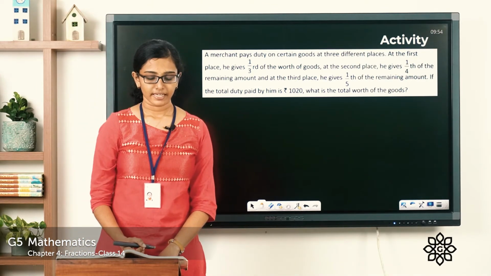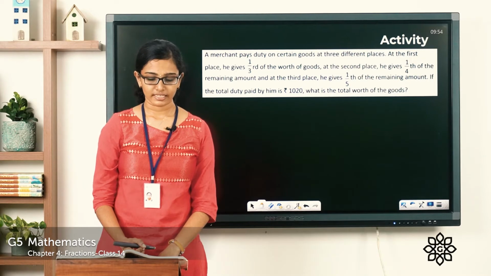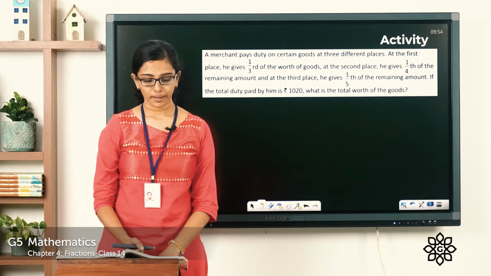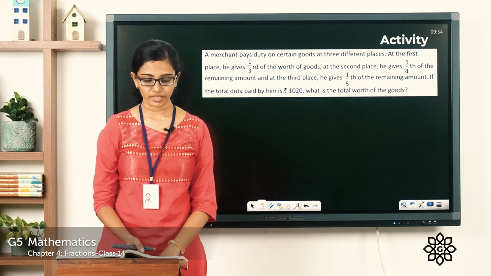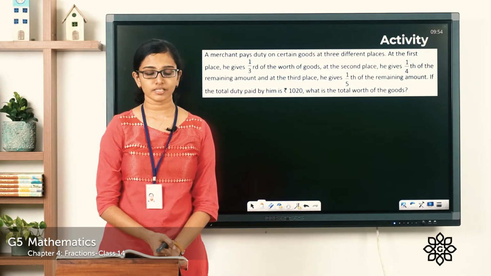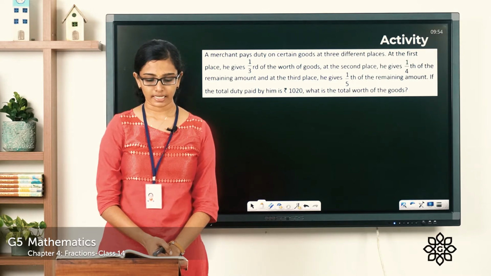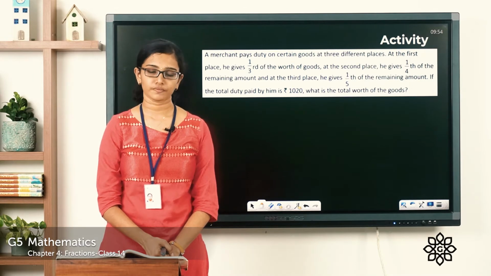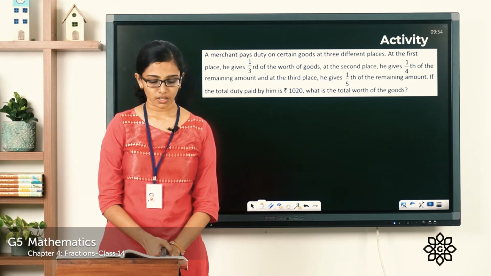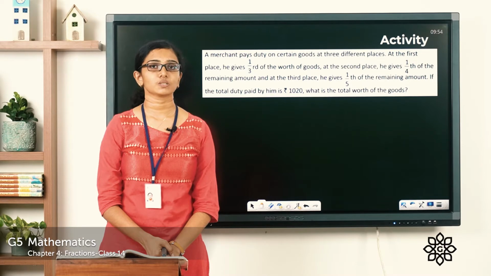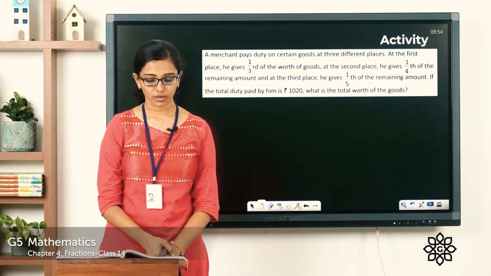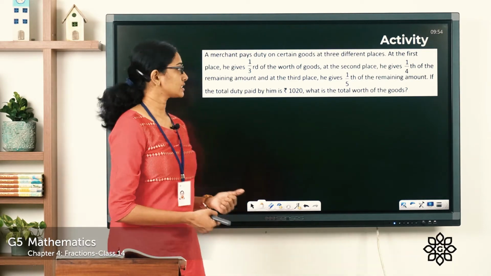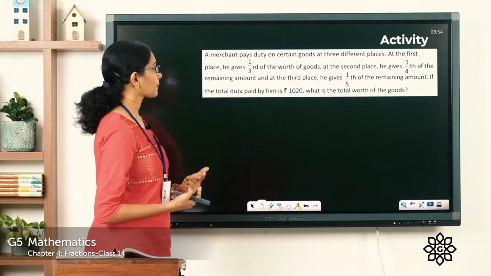Now we'll see the next question. A merchant pays duty on certain goods at 3 different places. At the first place, he gives 1/3 of the worth of goods. At the second place, he gives 1/4 of the remaining amount, and at the third place, he gives 1/5 of the remaining amount. If the total duty paid by him is rupees 1020, what is the total worth of the goods? So let's see what all data are given in the question.